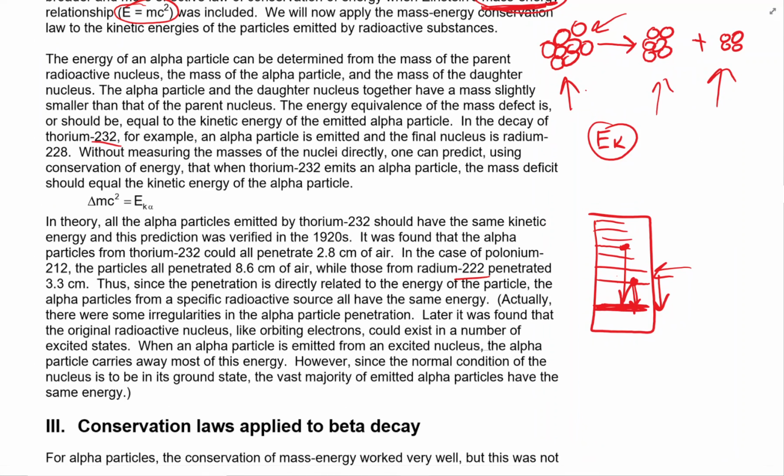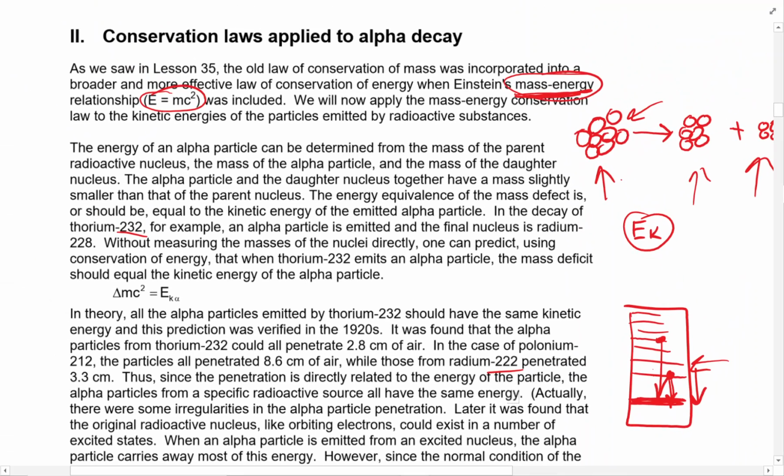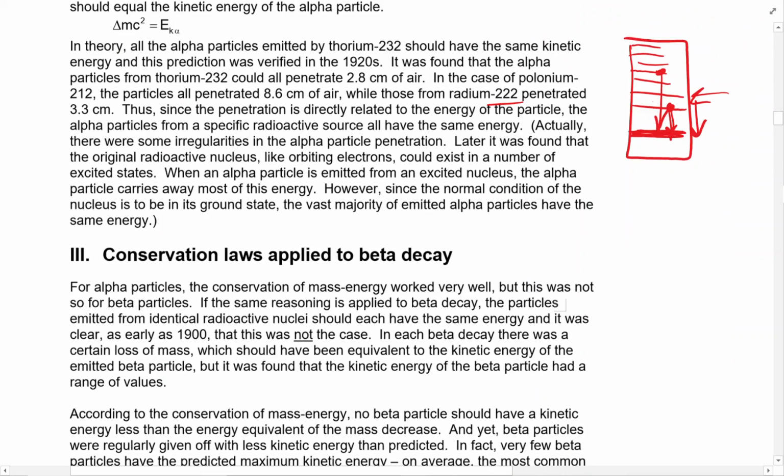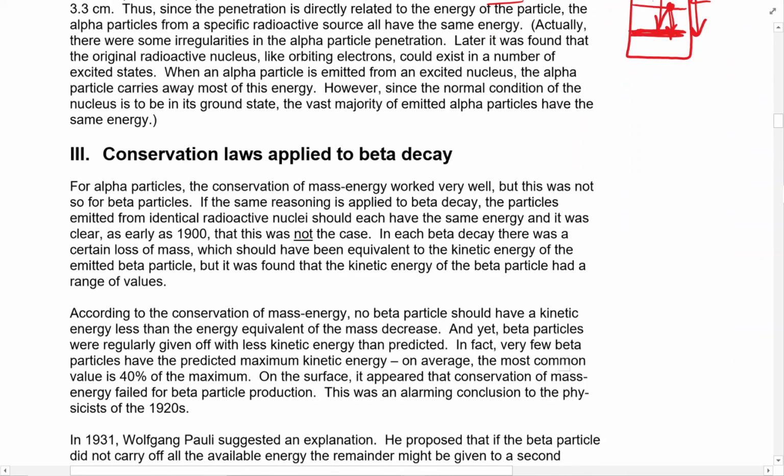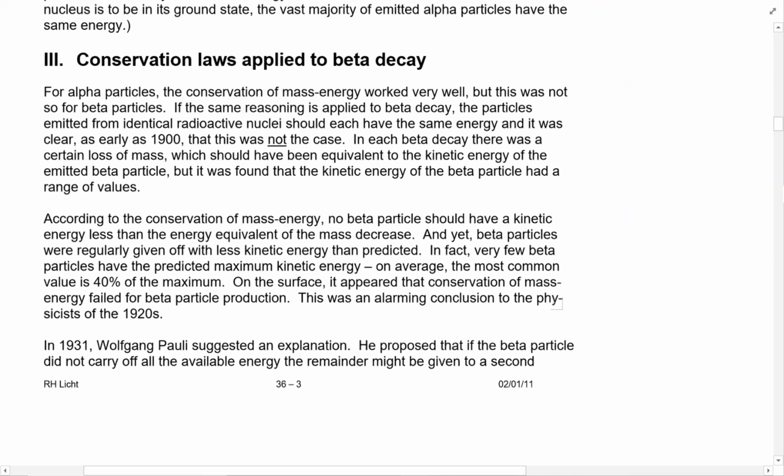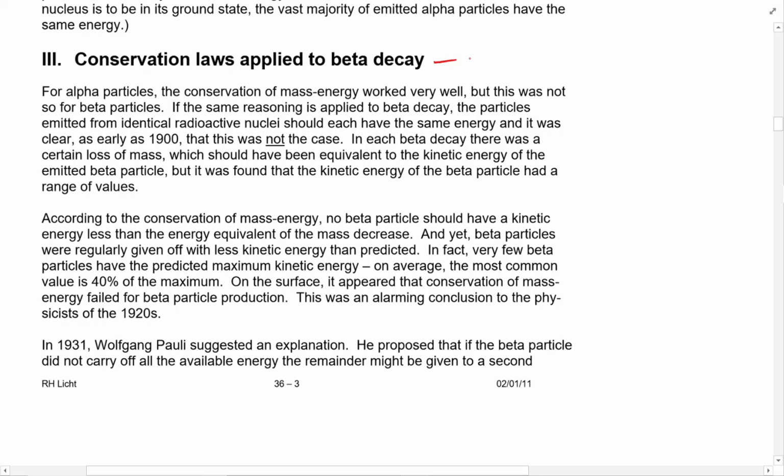So the point is that this was all making sense. Conservation in alpha decay checked out. It worked, so everybody was happy. Physics was making sense. But conservation laws applied to beta decay weren't so nice. This wasn't working out. What you guys will read through here is that these beta particles, or these electrons, were being emitted from our nucleus. So you've got an electron that will just randomly be emitted from the particle here.